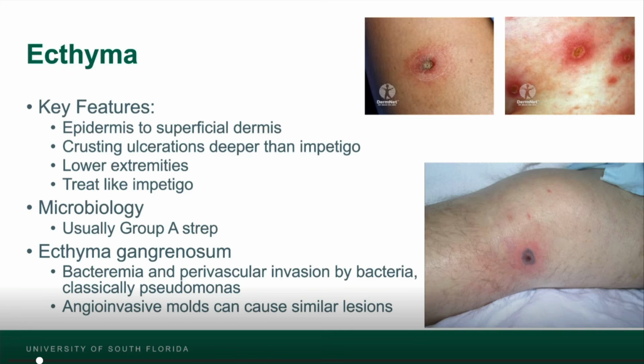It's usually strep. Just because when we hear ecthyma, we often think of ecthyma gangrenosum, there's ecthyma and then there's ecthyma gangrenosum. And ecthyma gangrenosum is what we'll see at Moffitt or in our really immunocompromised patients who have bacteremia, perivascular invasion. It's classically due to Pseudomonas, but can be due to many other things. So that bottom picture is ecthyma gangrenosum. Wanted to include that since I know you guys associate it.